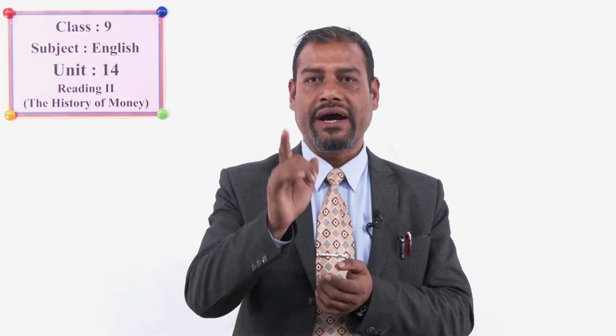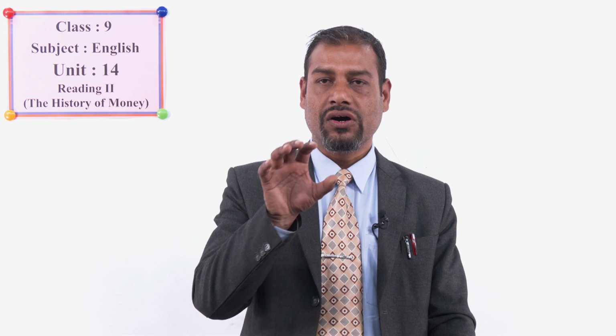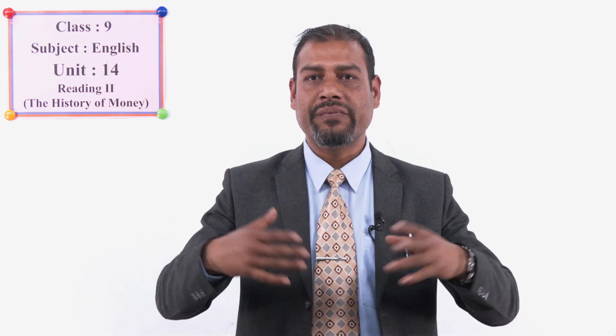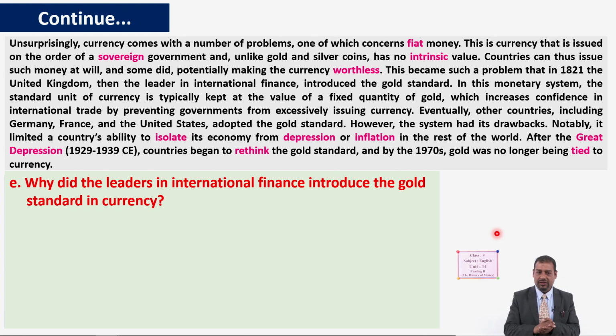Dear students, now I have a question for you from this paragraph, and the question is, these all are questions from your exercise section after this text, and I am just giving you with the paragraphs for while reading practice, okay. And in your free time at your home, again you can write down the answers of these questions. Now the question for you is, why did the leaders in international finance introduce the gold standard in currency? So where do you find this answer in this paragraph? So first of all, find out the line from which you can write down the answer.